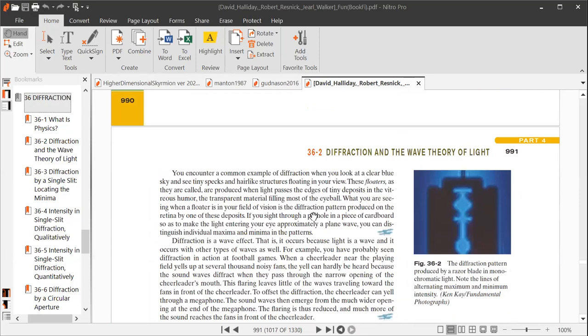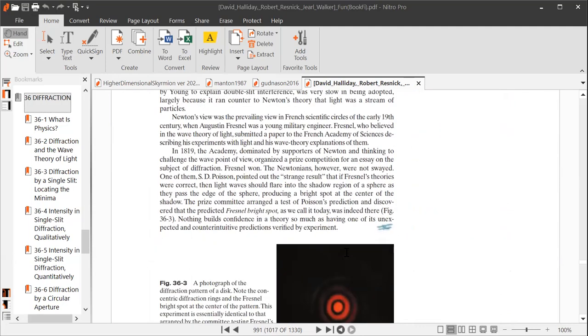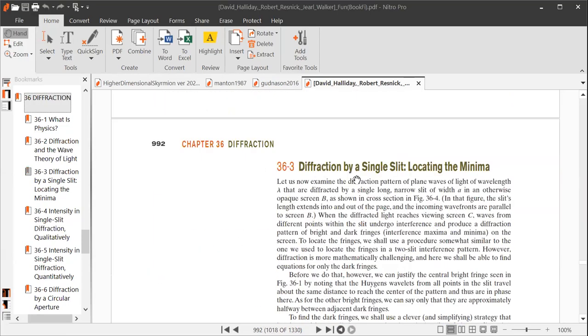This is the diffraction pattern produced by a razor blade. We will omit this picture because it is outside the syllabus. This is also the Fresnel diffraction pattern. We also omit this one because we only consider the slit.